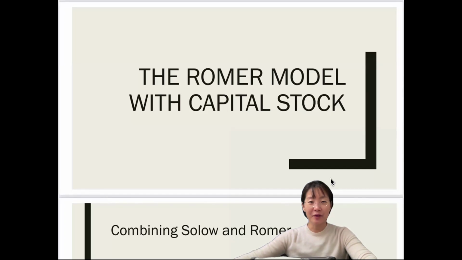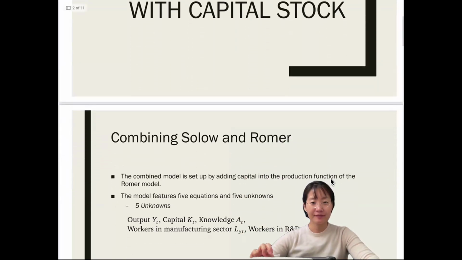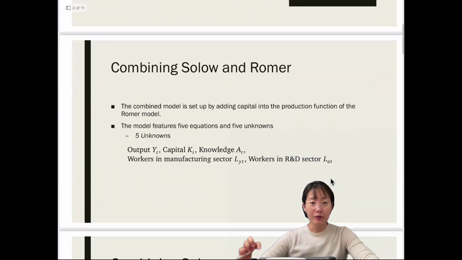All right, today we are going to talk about the Romer model with capital stock. So we are going to combine the Solow model with capital stock and the Romer model with ideas. The combined model is set up by adding capital to the production function of the Romer model.